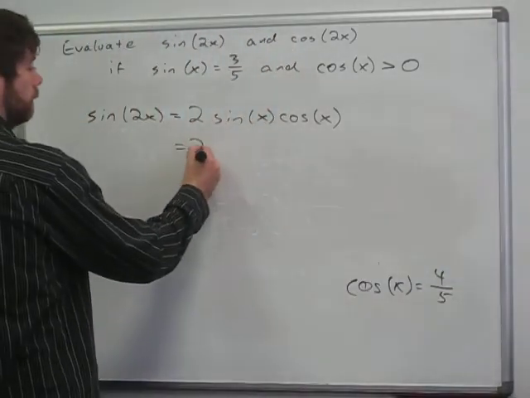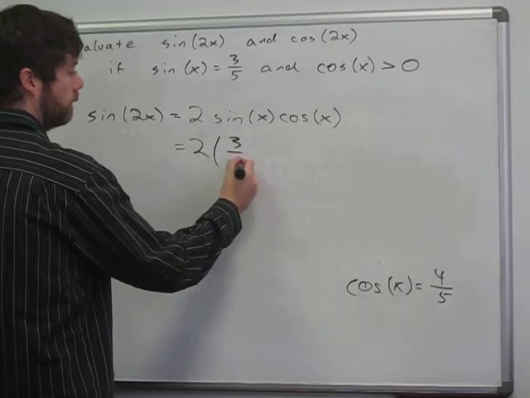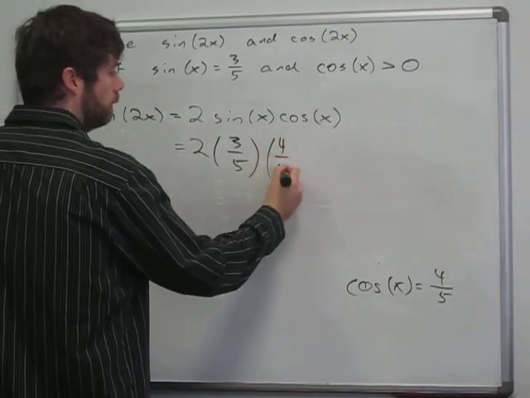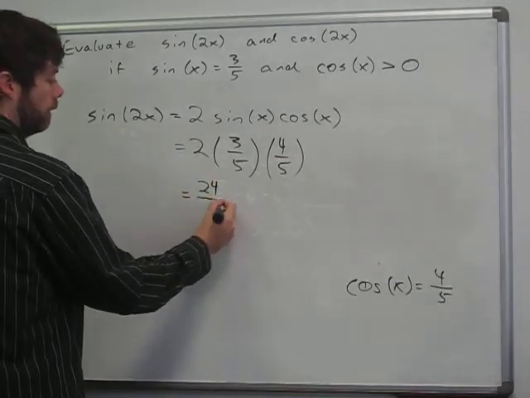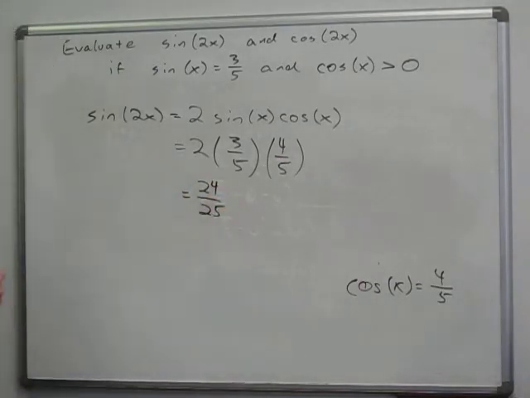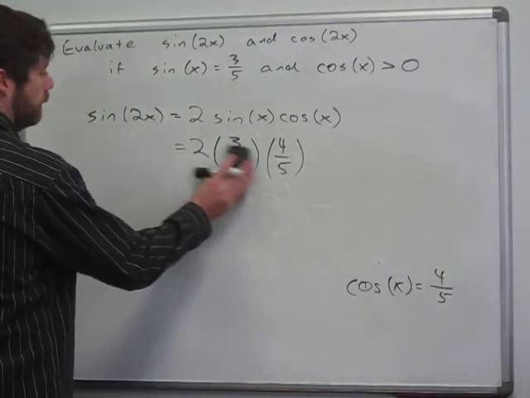So this is equal to 2 times 3/5 times 4/5, which is equal to 24 over 25. Right? And notice we don't need to know what the angle is in order to come up with this computation. So what about the cosine of 2x?